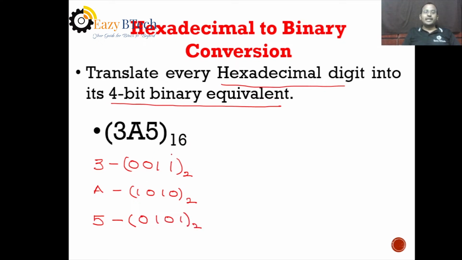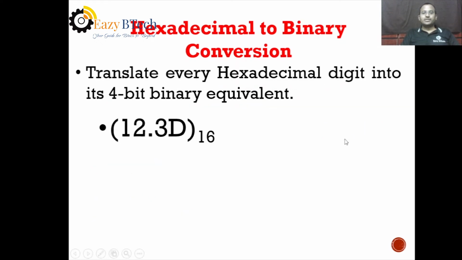Now we have to write the corresponding binary equivalents in the same order. 3 means 0, 0, 1, 1. A means 1, 0, 1, 0. 5 means 0, 1, 0, 1. So this is the corresponding binary equivalent for the given hexadecimal number 3A5. Next we will see one more example.